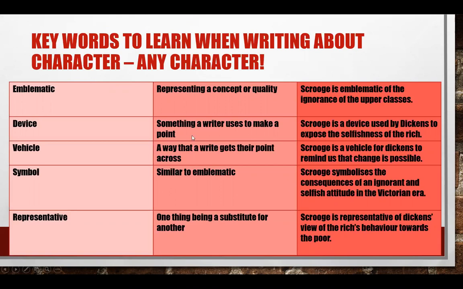Okay, next point, vehicle. A vehicle is something that we use to get from A to B. It takes us somewhere. So when we think about vehicle in literature, it's a way that a writer gets their point across. So Scrooge is a vehicle for Dickens to remind us that change is possible. Scrooge is a way for us to get to the idea that change is possible. He's how we get there, how we travel to that point, hence the word vehicle. Okay, symbol, again, very similar to emblematic.